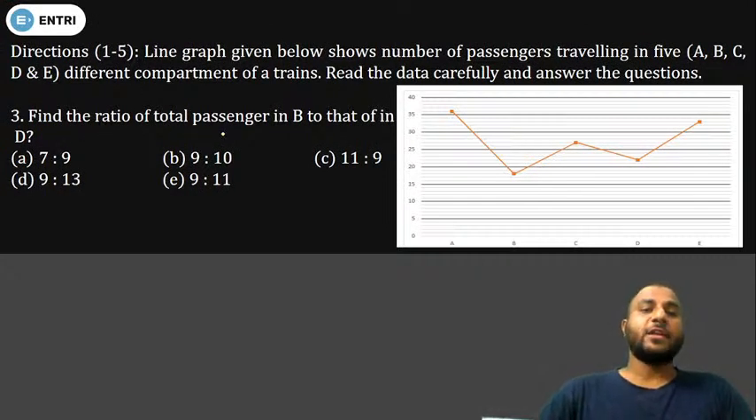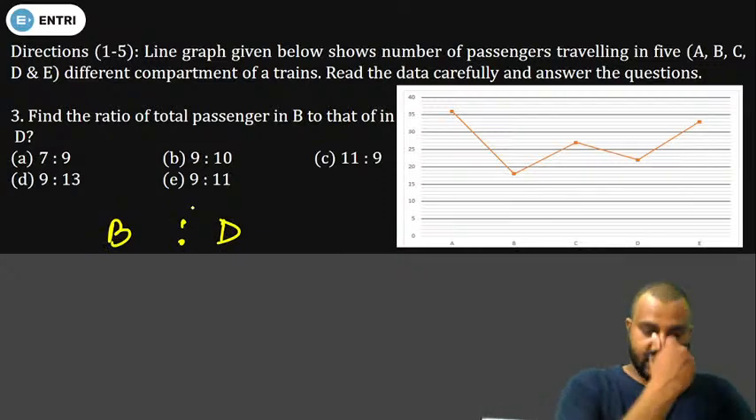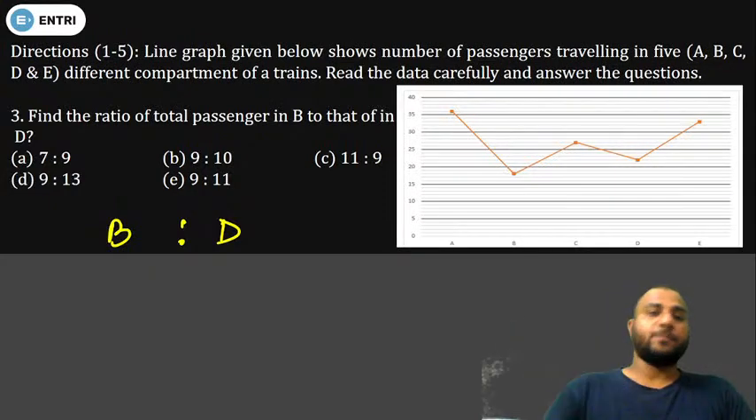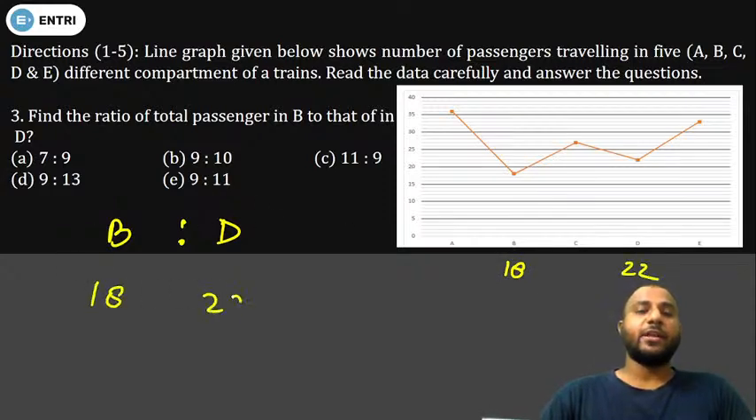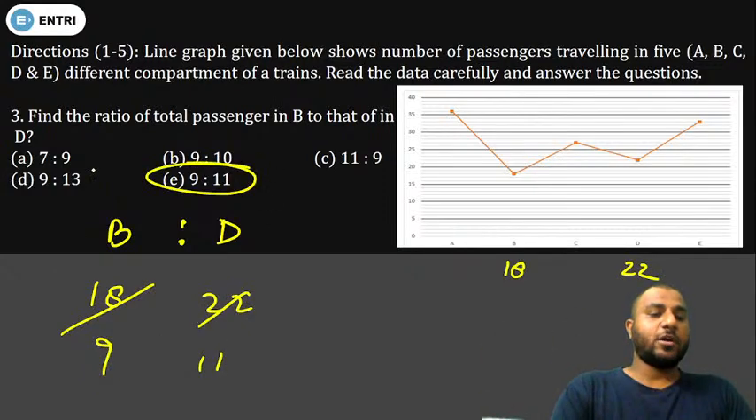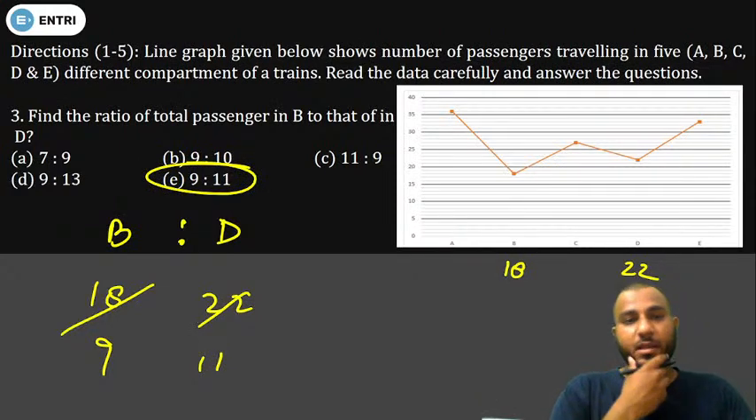The next question says find the ratio of total passengers in B to that in D. Yes, Sajumol, very good. Yes, Frankie, very good. So tell me the answer of this question. B has 18 passengers while D has 22 passengers. So 18 and 22 makes the ratio 9 to 11. Got it? So here comes option E as the correct answer.